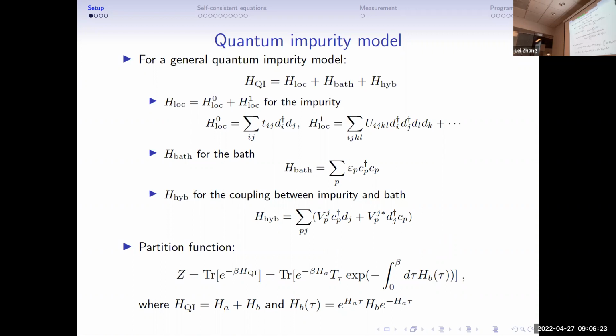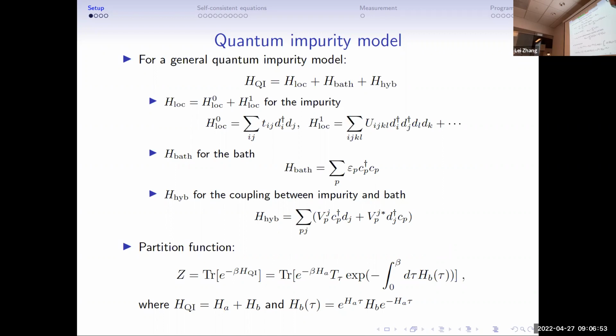And H bath is the Hamiltonian for the bath, which is quadratic. And H hat is the coupling between the impurity and bath. And the partition function is the trace over e to the minus beta times the total Hamiltonian. And we can separate the total Hamiltonian into two parts, HA and HB, and express the partition function in this time ordering representation.